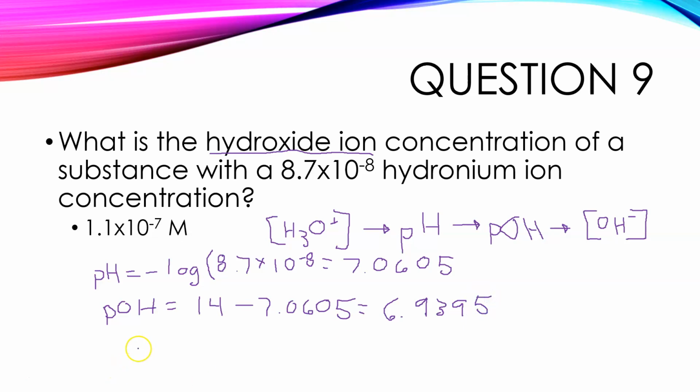Which leaves us our last step, where we know that the hydroxide ion concentration is equal to 10 to the negative pOH, and then we're going to round it to 2 sig figs because our starting number had 2 sig figs.